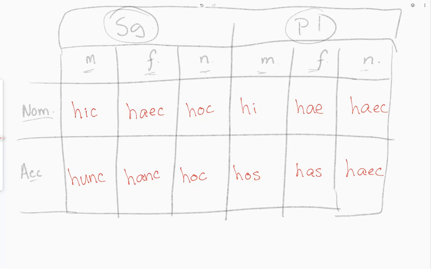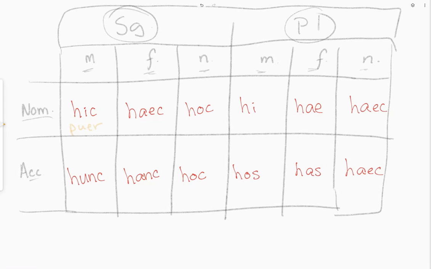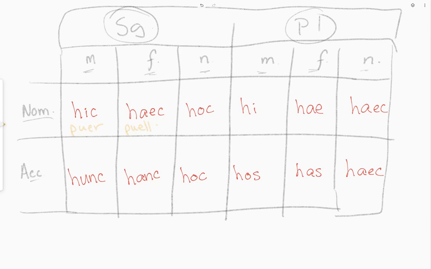So let's see what the masculine is. We have hic, which we discussed would be used for something that is nominative, masculine and singular, like the word puer: hic puer, this boy. Haec would be used for something that's feminine, puella. Now, hoc would be used for something that is neuter, like gift. So I'm going to use the word donum: hoc donum, this gift.